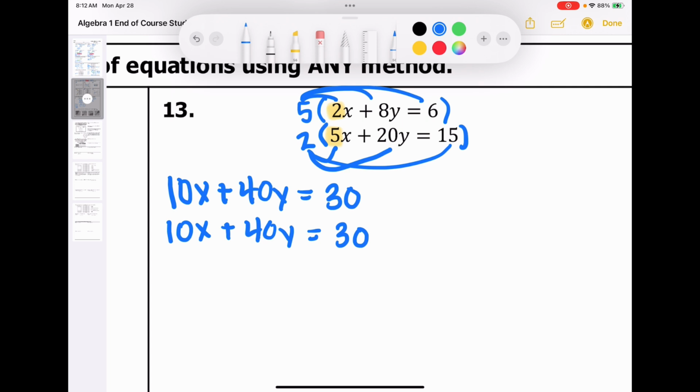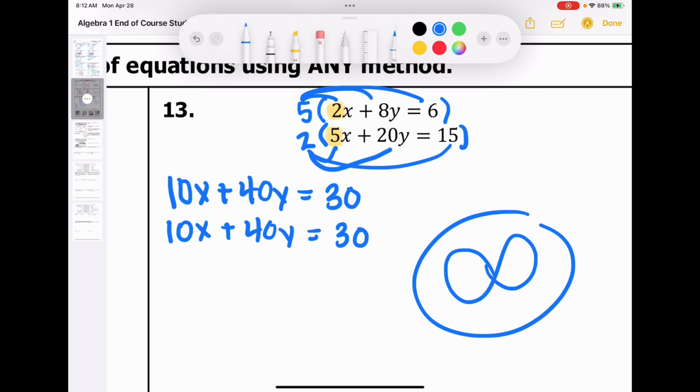Okay, you should notice that they're the exact same equation. So when that happens, that means that you are going to have an infinite amount of solutions.